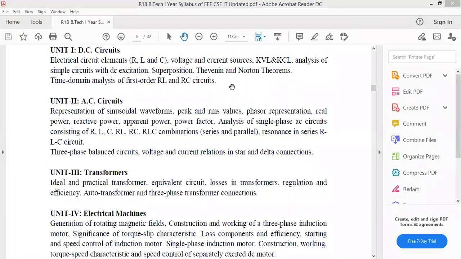Okay. And what documents are shared to you. See, the people who are disturbing, they are called the terrorists actually.